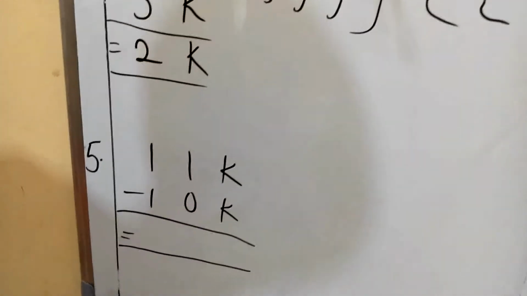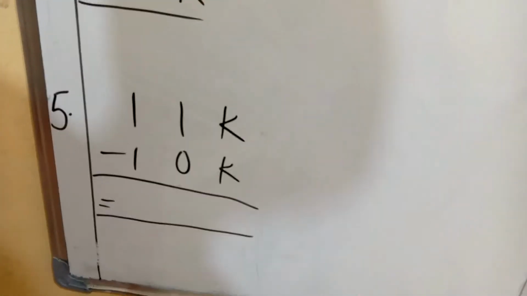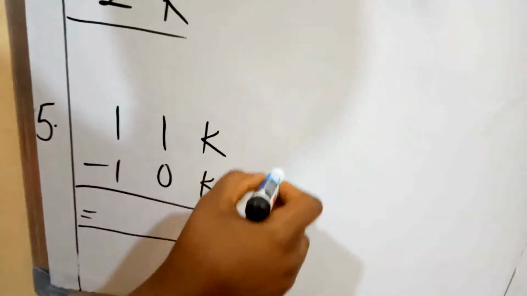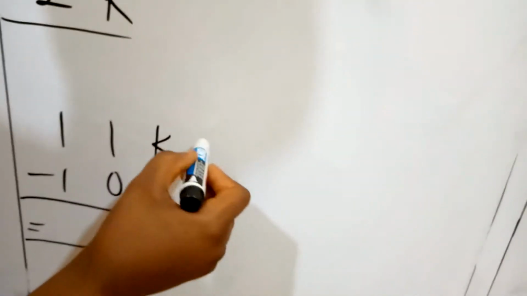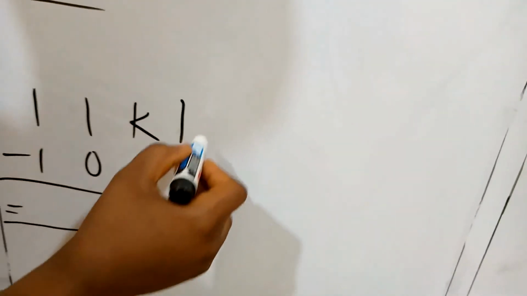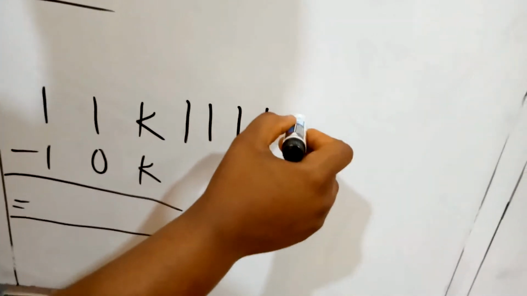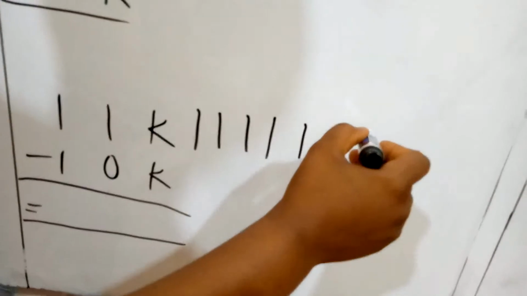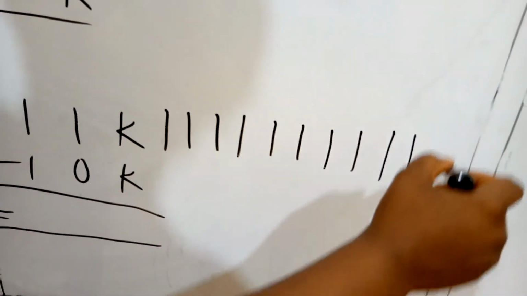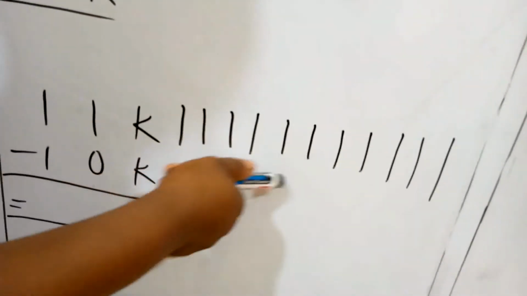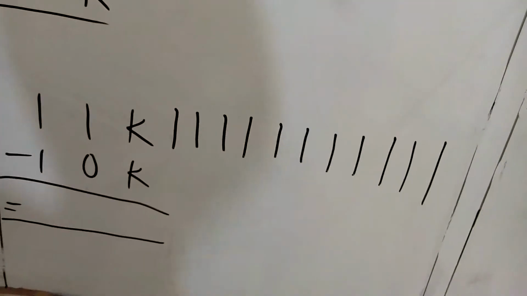Alright, for number 5 here, it's 11 kobo, take away 10 kobo. Alright, let's count 11 kobo. Count with me. 1, 2, 3, 4, 5, 6, 7, 8, 9, 10, and 11. Okay, we are asked to take away 10 kobo from 11 kobo.